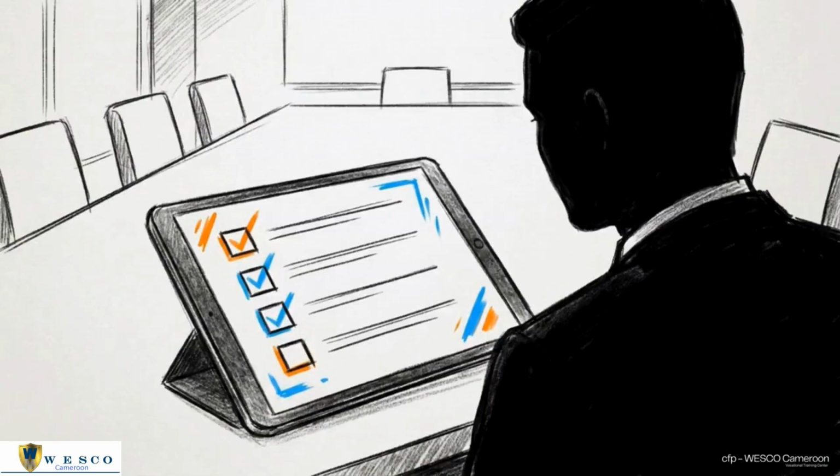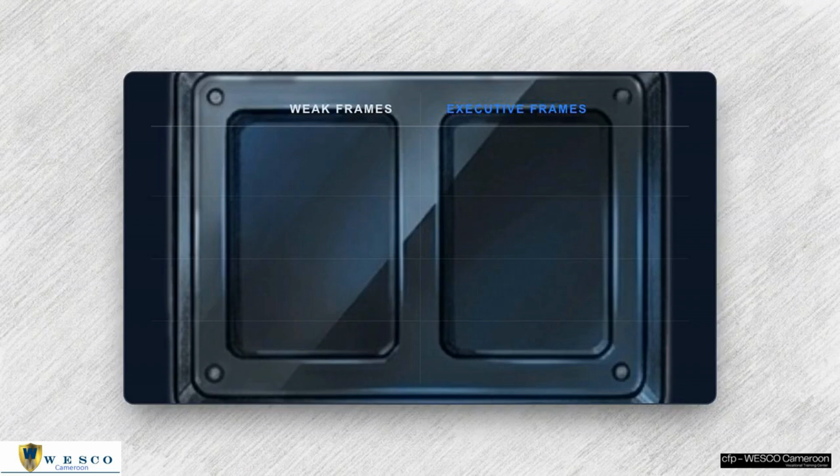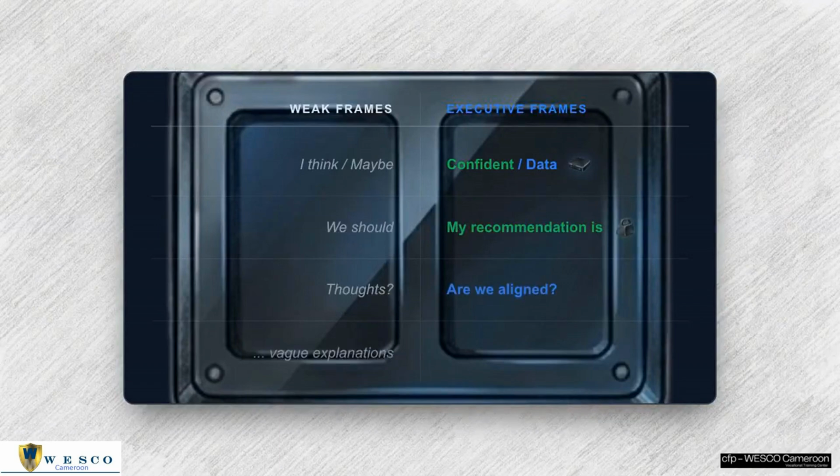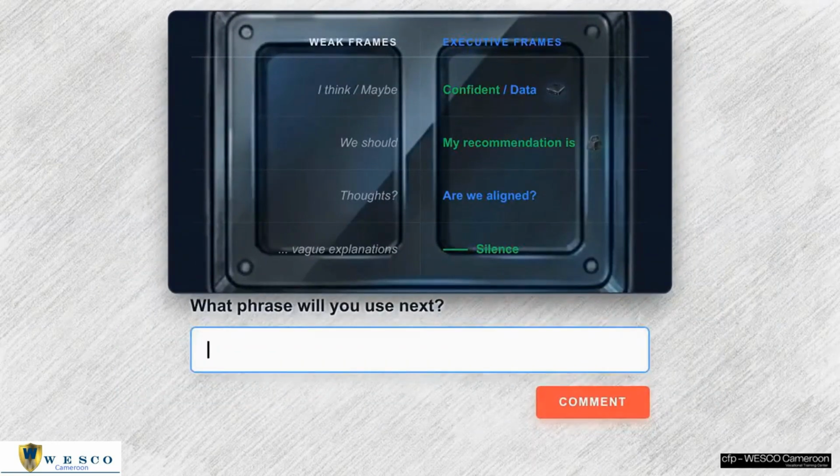We now have a complete, actionable pre-meeting checklist. Before stepping into your next high-stakes discussion, review these 5 swaps. This matrix compares the weak frames directly to their executive equivalents. Swap think with confident. Replace maybe with hard data. Upgrade should to a firm recommendation. Trade thoughts for asking if everyone is aligned. And finally, drop the trailing explanations for deliberate silence.